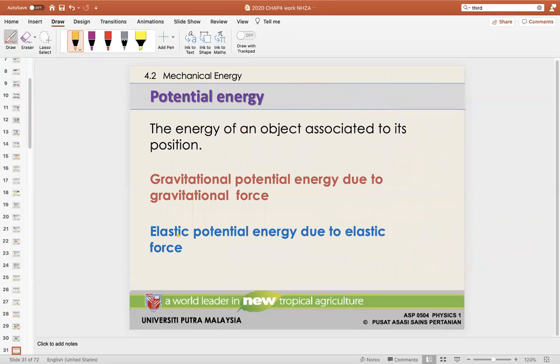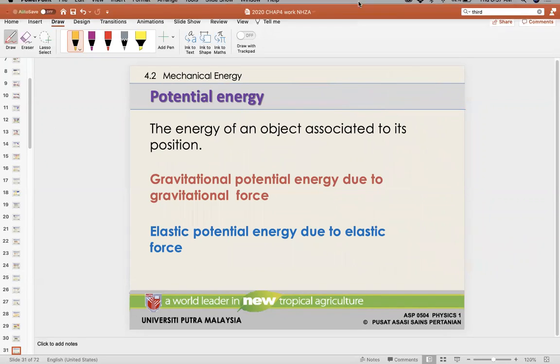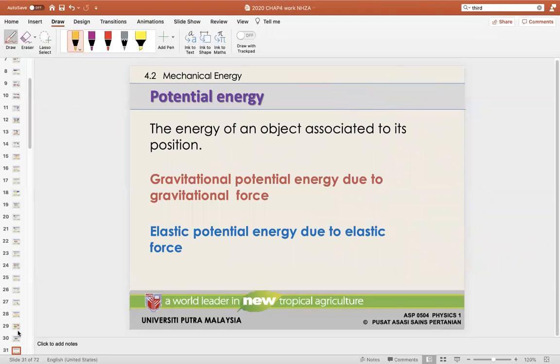So we're going to talk about gravitational potential energy and elastic potential energy. What time is it? Oh, 3 more minutes. Okay, I think we're going to end class at this point. So next class, we're going to learn about change in gravitational potential energy and change in elastic potential energy, which is work done. Any questions for me before we end class?